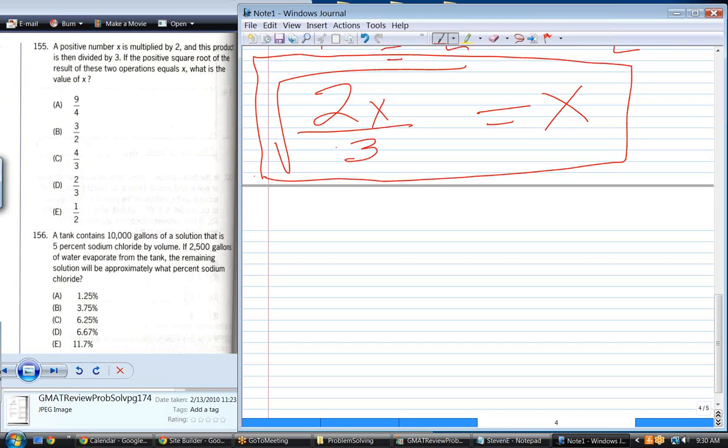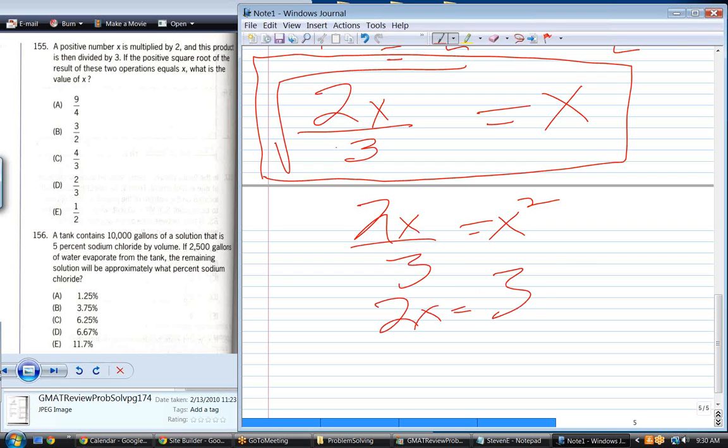Okay, so let me get rid of the square root. Okay. Get x squared. So 2x over 3 equal x squared. Yep. Multiply by 3 both sides. Okay, so now 2x equal 3x squared.